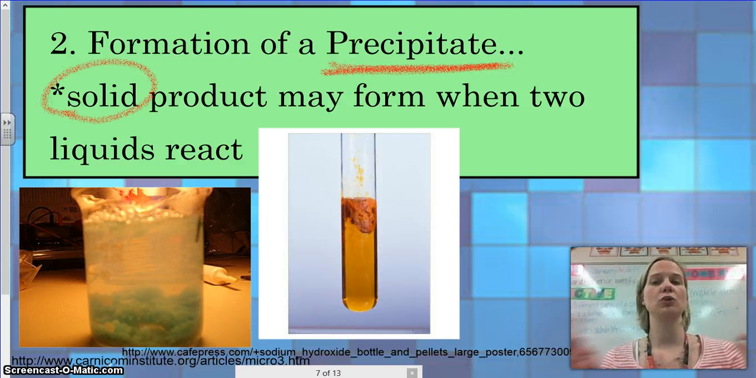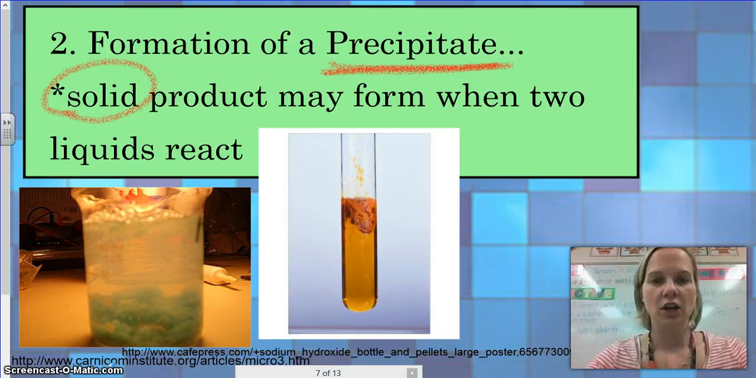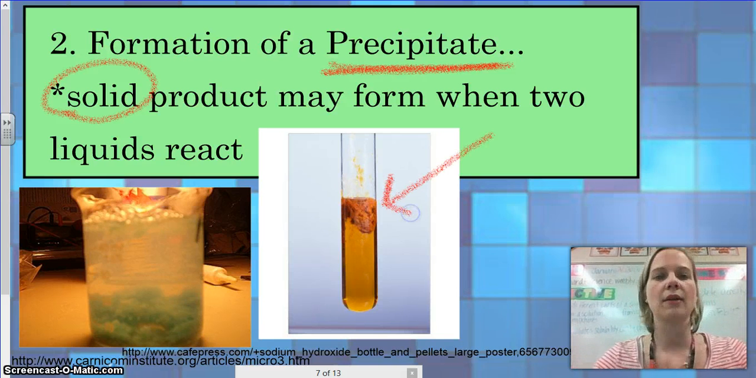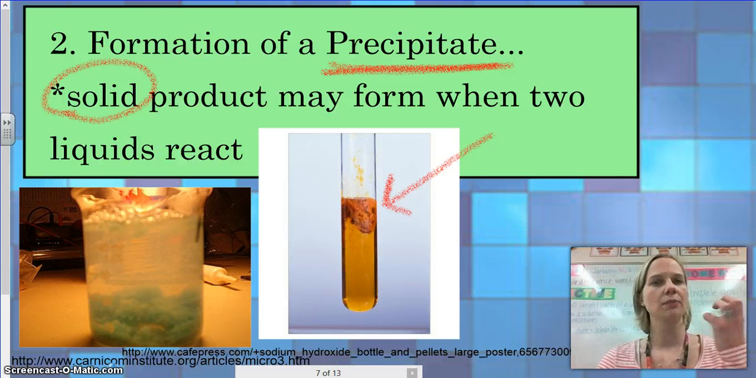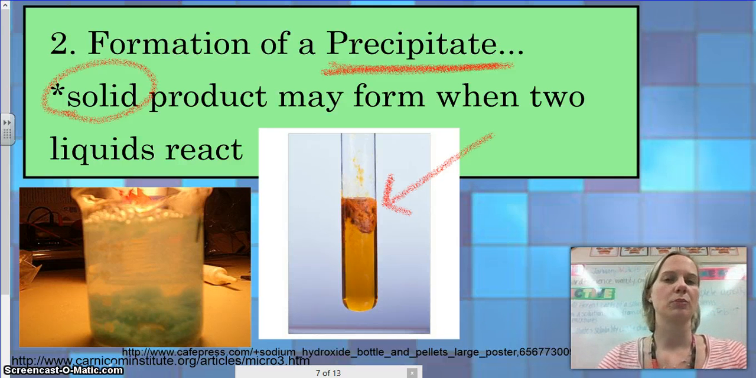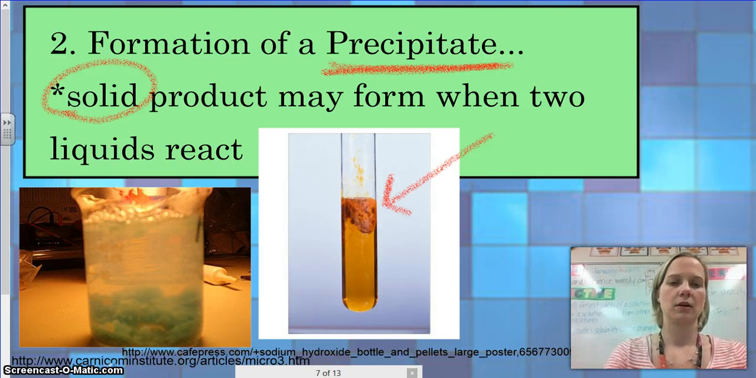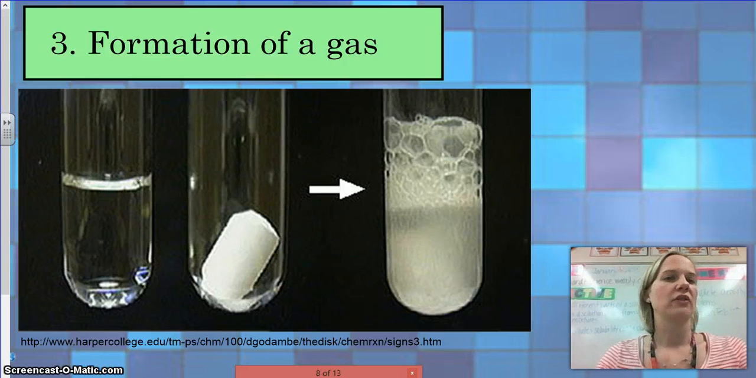So that means I'm putting 2 liquids together and I get a solid. And you can see the solid right about there. That's the solid. It kind of chunks up. We'll do a lab where you'll be able to see a precipitate. But the formation of a precipitate means 2 liquids come together, they react, and I get a solid. A third type is the formation of a gas.